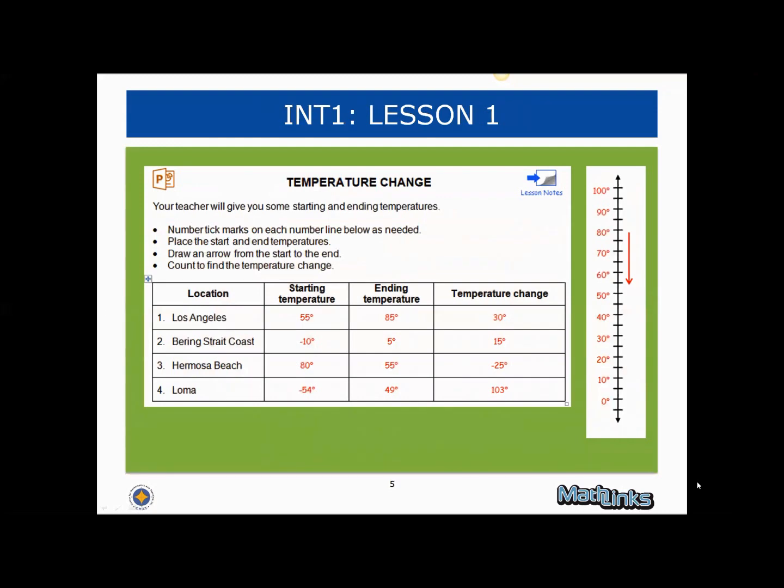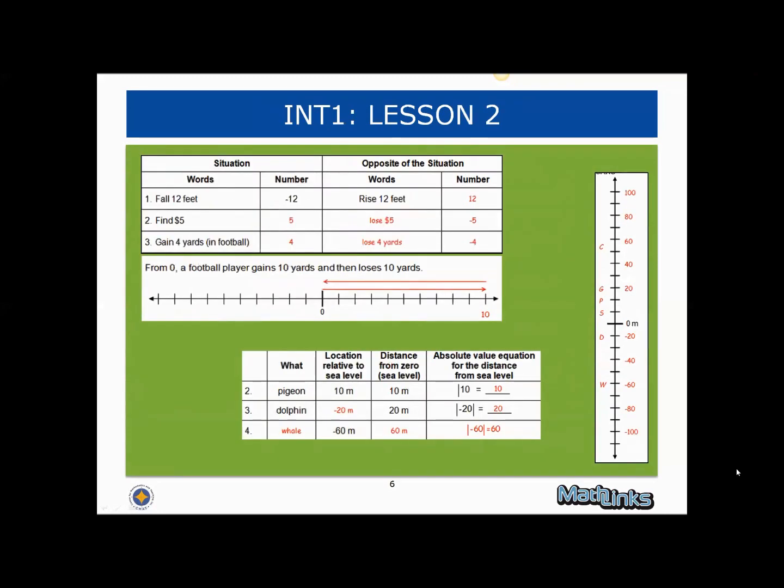Let's now look at the content of the module. Packet 1 introduces students to integer concepts. In Lesson 1, students use arrows on number lines to represent direction and distance and solve problems involving temperature. In Lesson 2, students use number lines and the context of elevation to learn about opposites and absolute value.